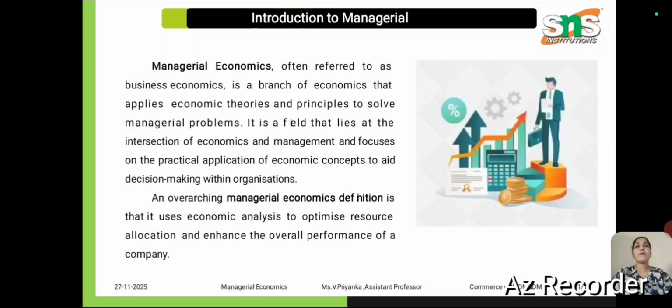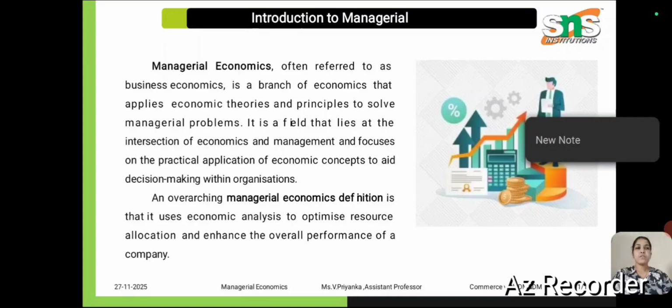And then economics has two main branches. The first one is microeconomics and the second one is macroeconomics. Managerial economics mainly uses microeconomic concepts and does not use macroeconomic concepts. The microeconomic concepts are demand, supply, cost, production function, pricing and market structures. These concepts help the manager to understand how consumers behave and how a firm should produce the products.